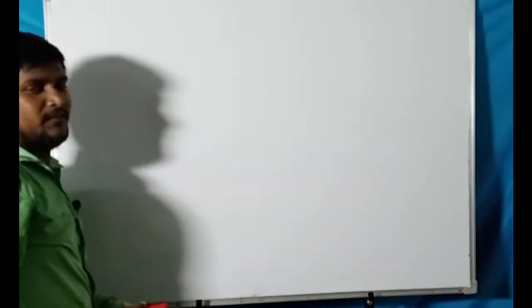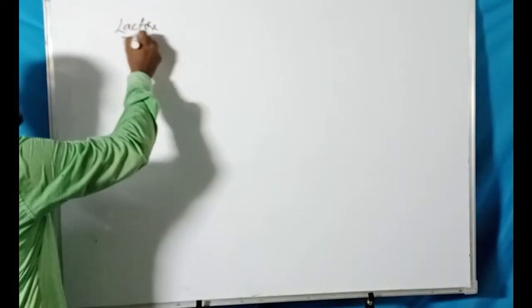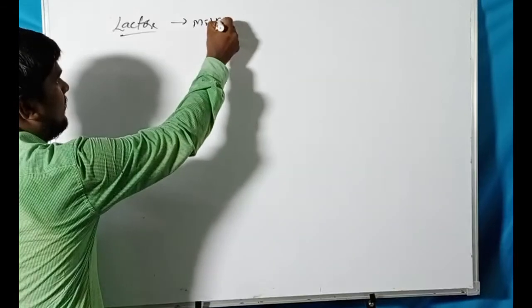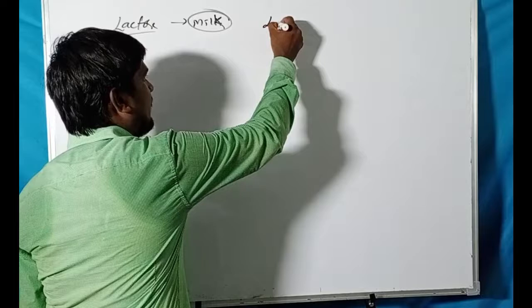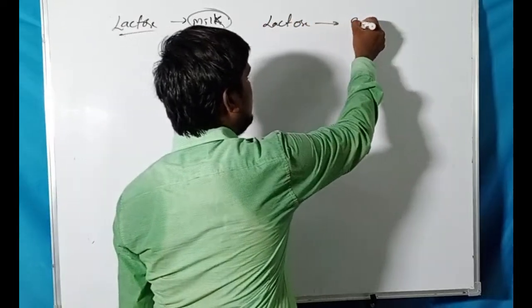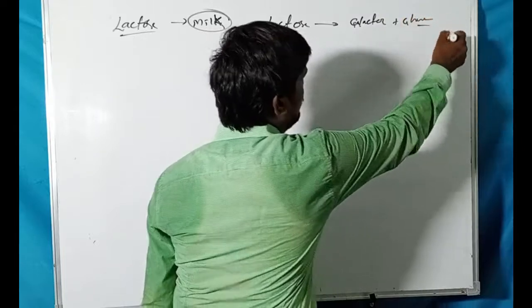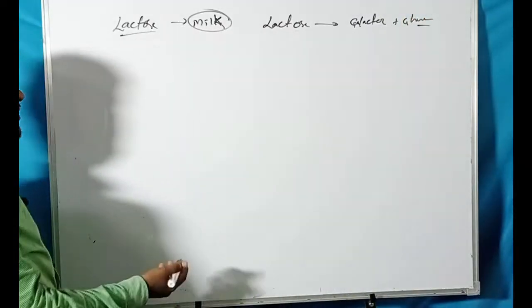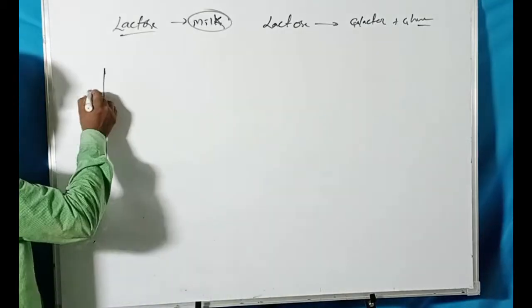Okay, the final disaccharide is lactose, which is also called milk sugar. Why? Because the source of lactose is milk. So whenever the lactose gets hydrolyzed, it gives 1 mole of galactose and another mole of glucose. Now we know the glucose moiety as well as the galactose moiety.